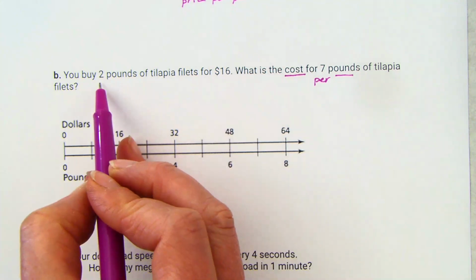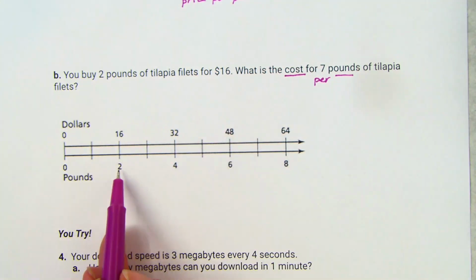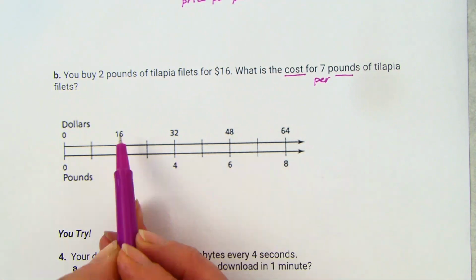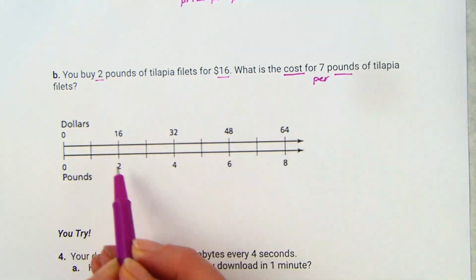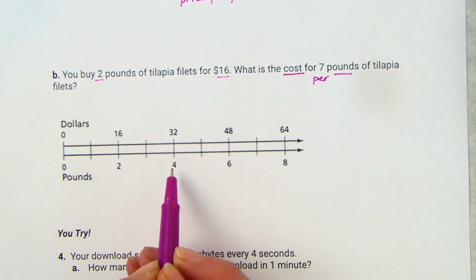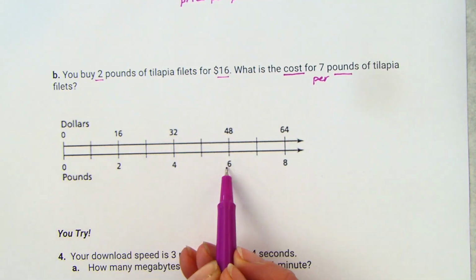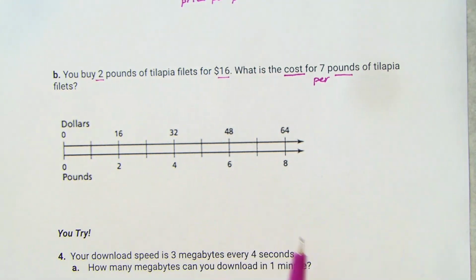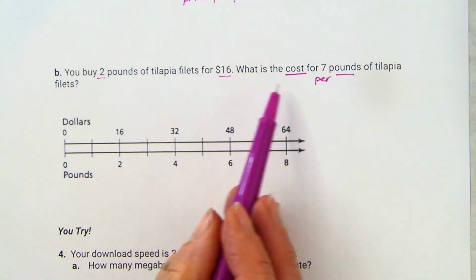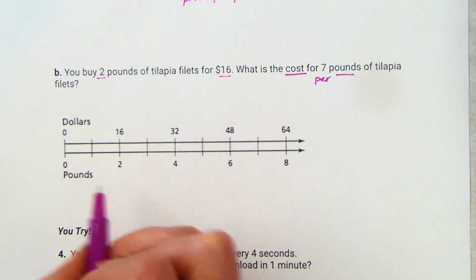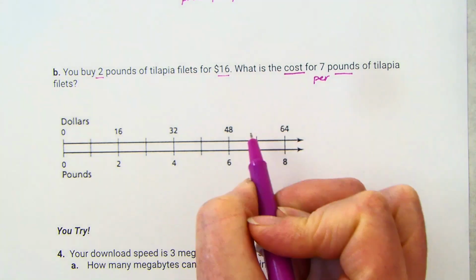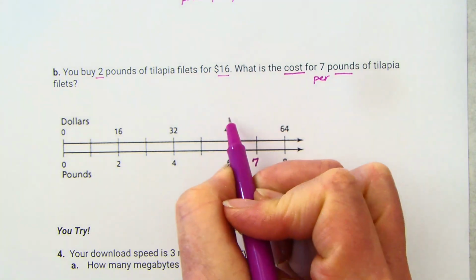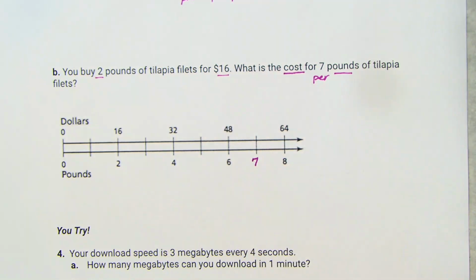And then 2 pounds is 16. So I go across and I'm counting by 2's in my pounds, 2, 4, 6, 8. And I'm counting by 16's in my dollars. So the 2 has to match up with 16, and 4 has to match up with 32, and 6 has to match up with 48. And then we want to know the cost for 7 pounds. So 7 is halfway between 6 and 8. So I need the point that is halfway between 48 and 64.